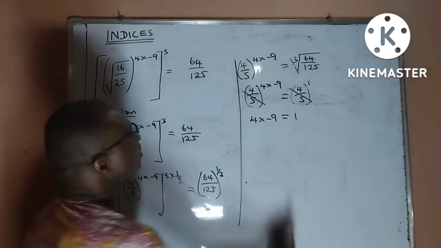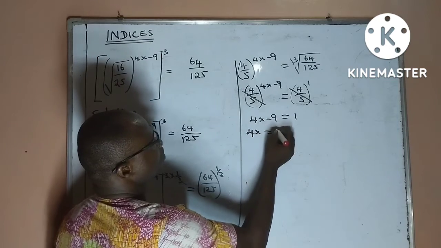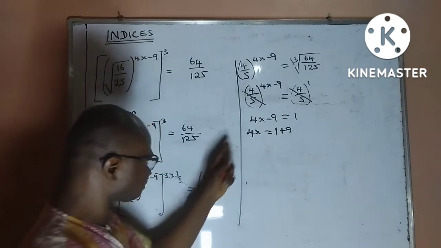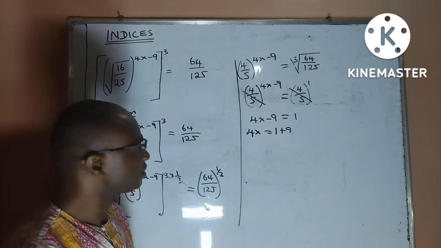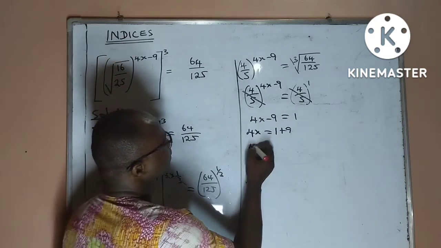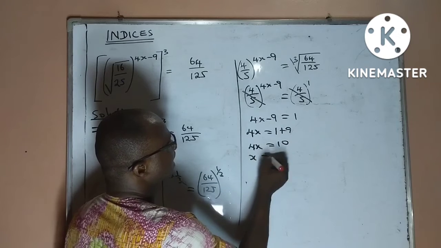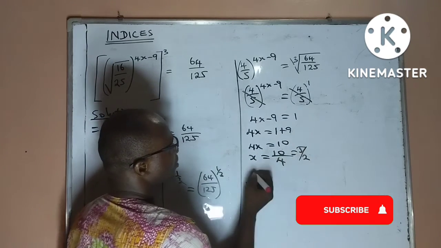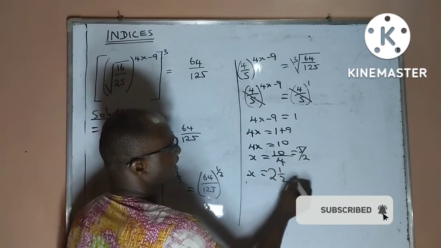The math is solved, meaning that 4x is equal to 1 plus 9, taking negative 9 from the left to the right hand side. So that becomes 4x equal to 10, and x will now be 10 over 4, which is 5 over 2, or we write it as 2 and a half.